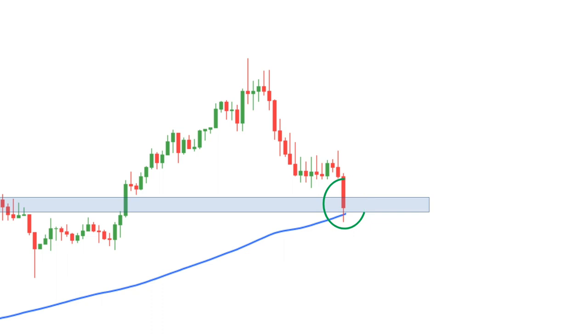And now the moving average and the resistance line both intersect here, which makes it an area of high confluence. The next step is to watch the price action to see if the price shows some type of rejection here. And as you can see, a bullish engulfing candlestick pattern was formed here, which shows strong buying pressure in this area. So this is a good opportunity to take a long position here.